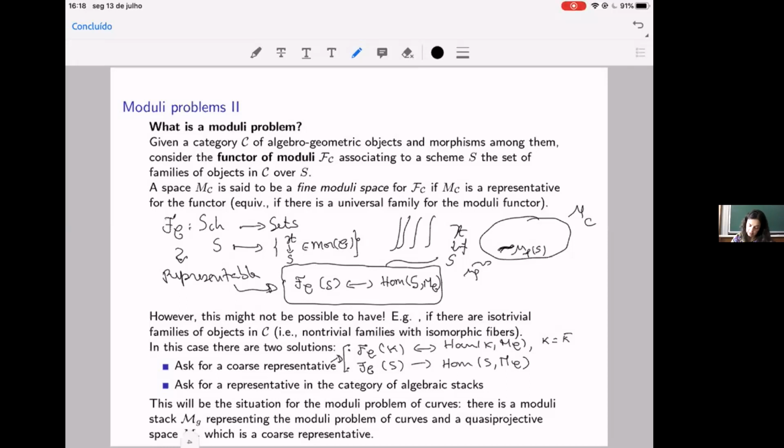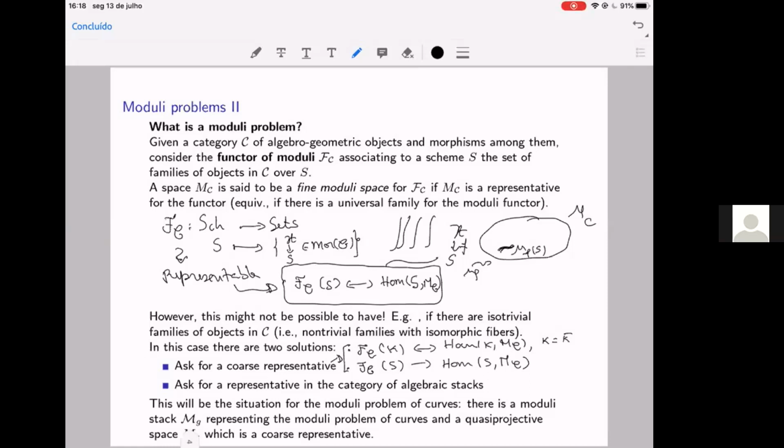And then the second thing is that we could ask for a representative, but in a bigger category, so the category of algebraic stacks, which is something that we usually do and makes our life much easier in many situations. And yeah, this will be the situation for the moduli problem of curves. So what we will see is that there is a moduli stack MG representing the moduli problem of curves, and a quasi-projective moduli space, which is a coarse representative for the stack.